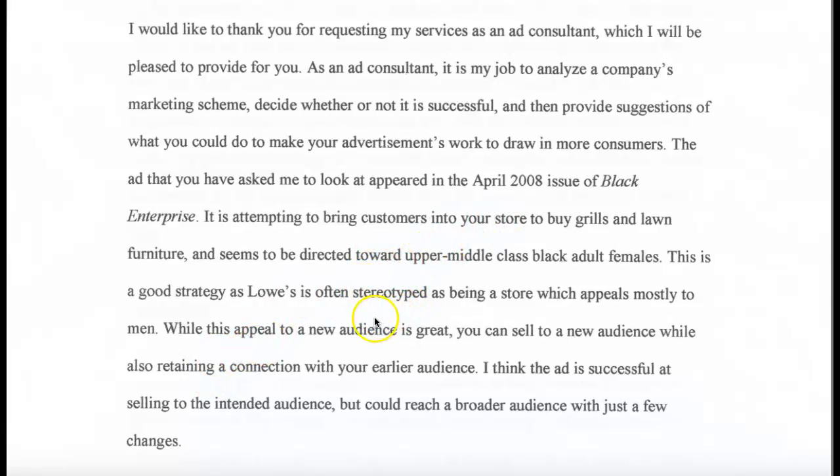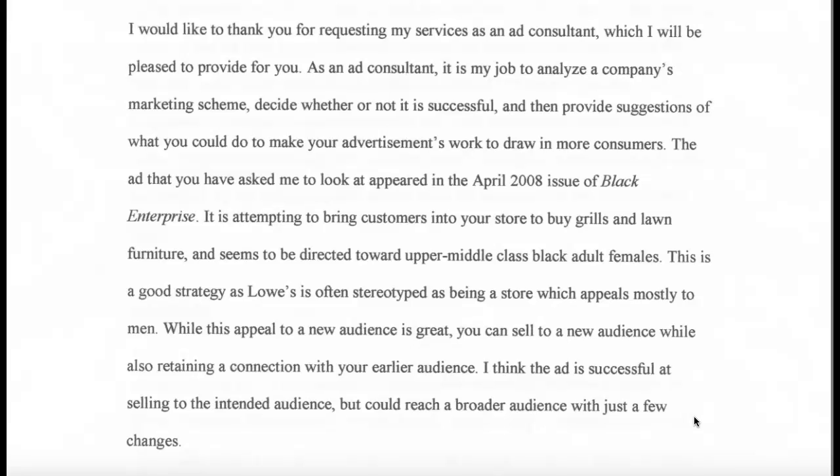This is a good strategy, as Lowe's is often stereotyped as being a store which appeals mostly to men. While this appeal to an audience is great, you can sell to a new audience while also retaining a connection with your earlier audience. I think the ad is successful at selling to the intended audience, but could reach a broader audience with just a few changes.